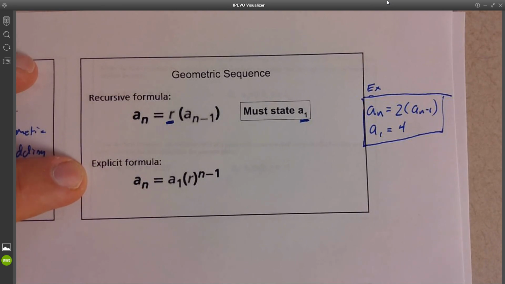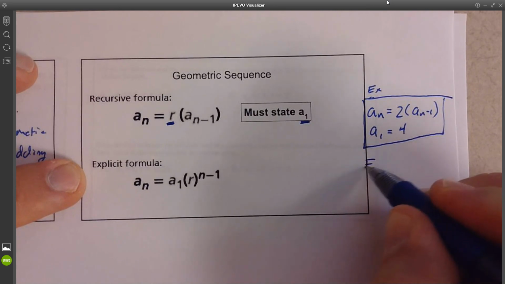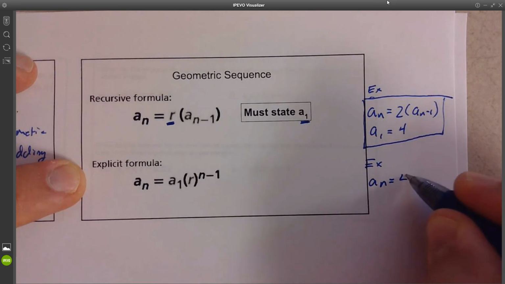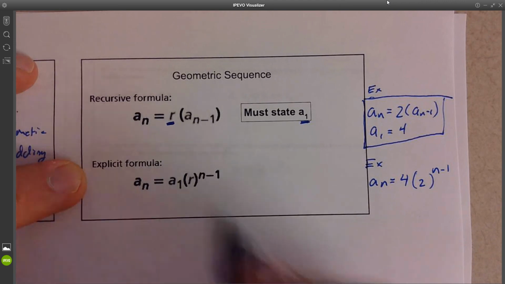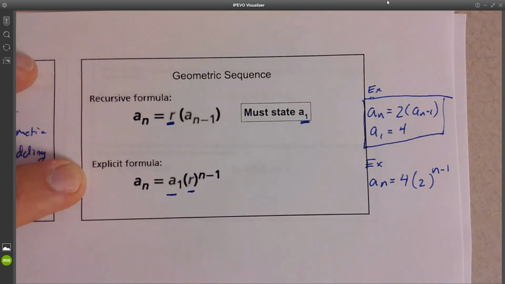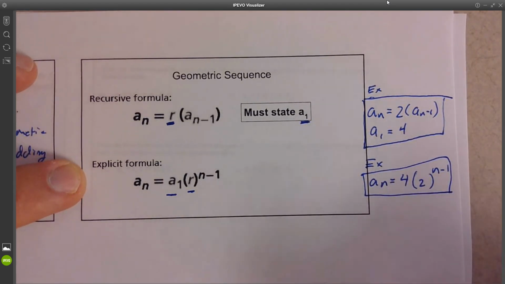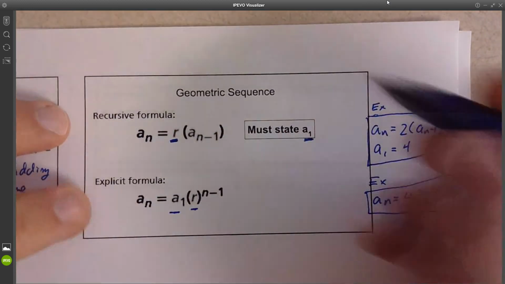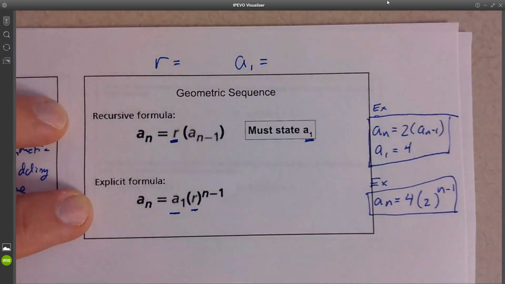And then the same formula, but in an explicit form, would be a sub n equals 4 times 2 to the n minus 1. So again, we're going to fill in what a sub 1 is and R. And that would be explicit. And it doesn't have a second part like the other one does. So to figure these out, I need to know what R is, and I need to know what a sub 1 is.